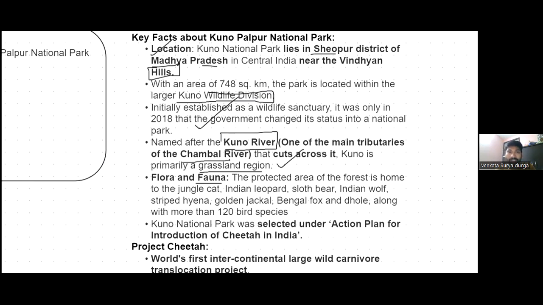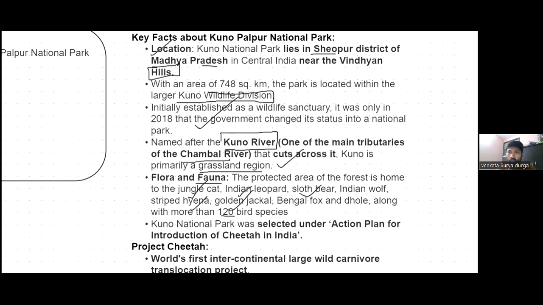So this is home to the jungle cat, Indian leopard, sloth bear, Indian wolf, striped hyena, golden jackal, Bengal fox, and dhole. Along with this, 120 bird species are also found in Kuno Palpur National Park.